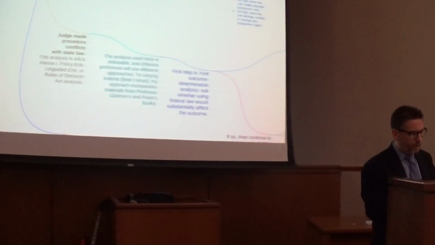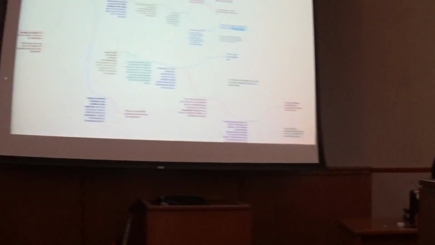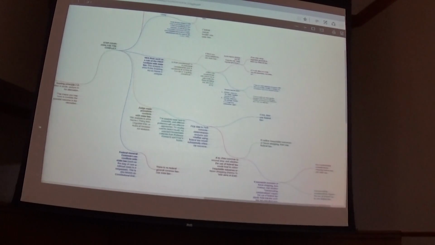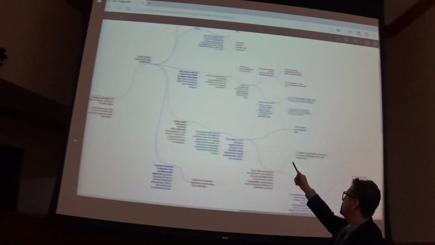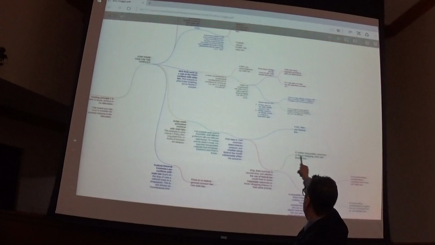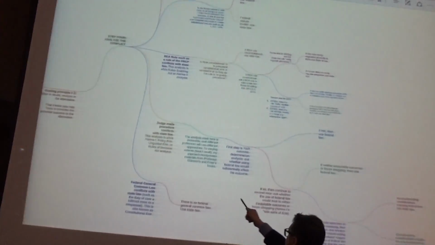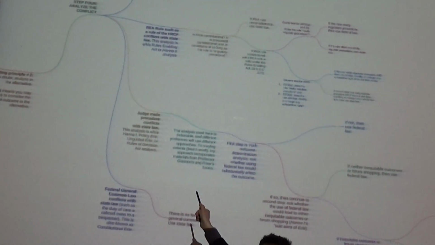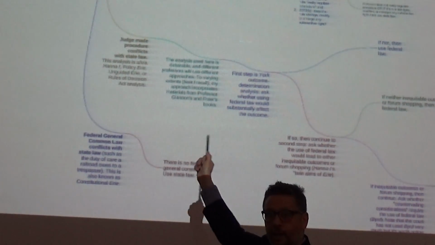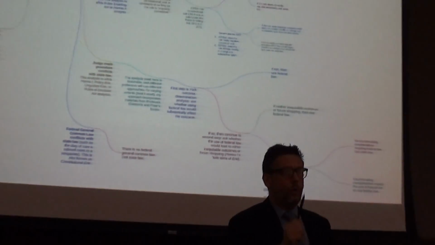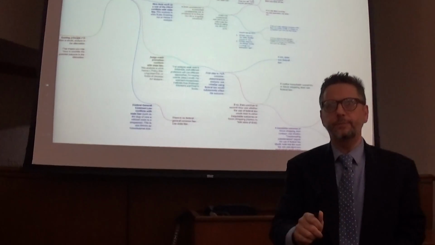Think of all the steps you have to analyze if an REA rule is an issue. All the stuff, I wish I had a laser pointer here, all the stuff in the REA rule branch you have to do, and you'd have to do everything in the judge-made procedure part of the analysis too. It's a lot of analysis to do. So read your facts carefully.